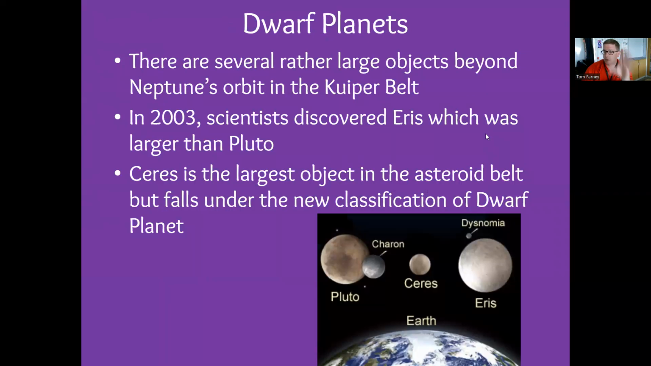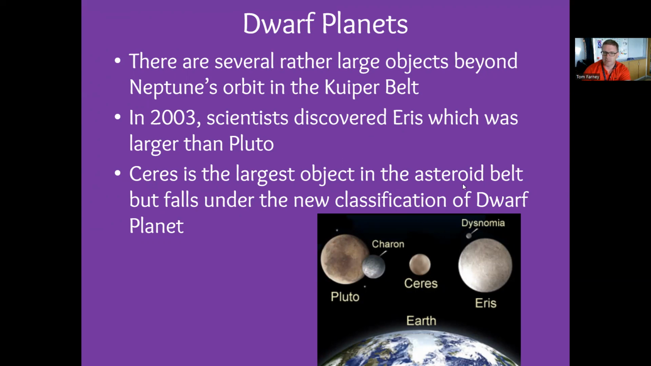So, a little more talk about Pluto and his friends. There are several large objects beyond Neptune hanging out in the Kuiper belt. In 2003, we discovered this object that we called Eris, which is larger than Pluto. There are pictures of them here just for some size. We have Pluto and Charon, and Eris's moon, Dysnomia.